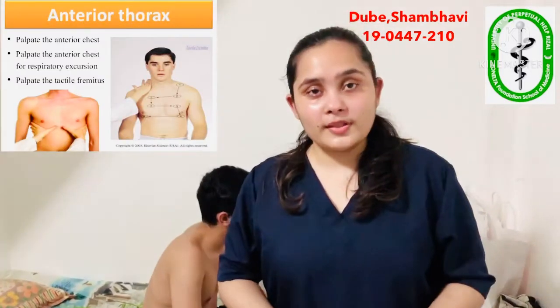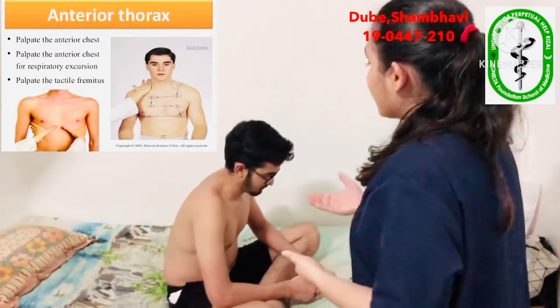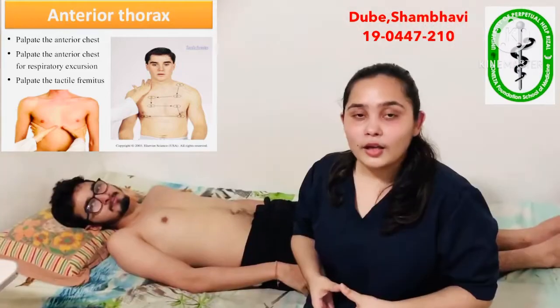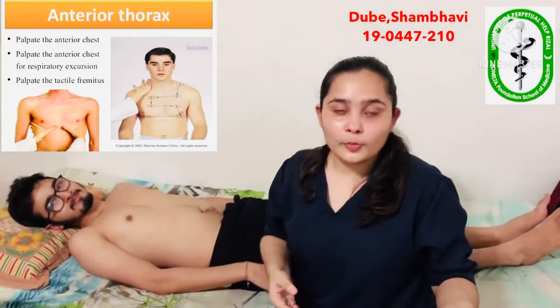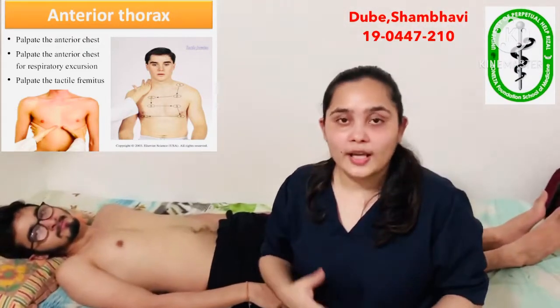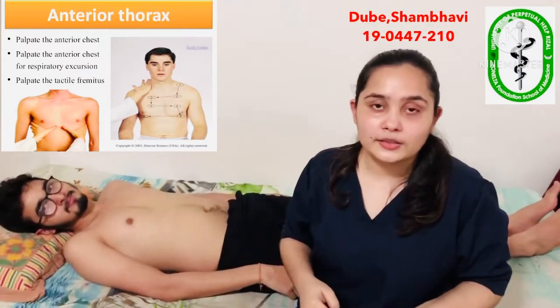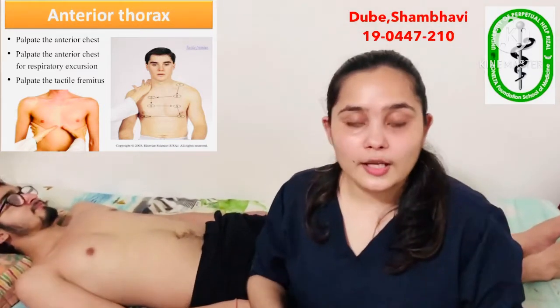So now I'm going to examine the anterior thorax. For that, make sure that your patient is in the supine position. So now I'll ask my patient, can you please lie down? As we followed for the posterior thorax examination, likewise in this we'll first inspect, then palpate, then percuss, then auscultate.